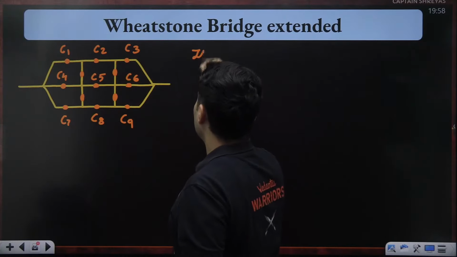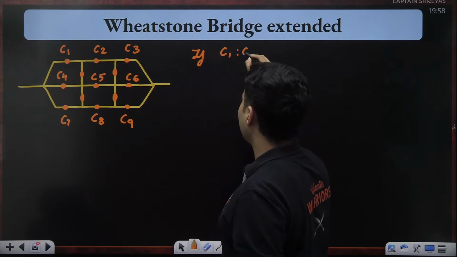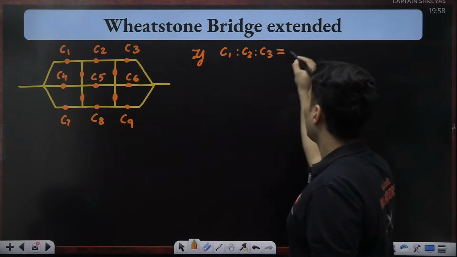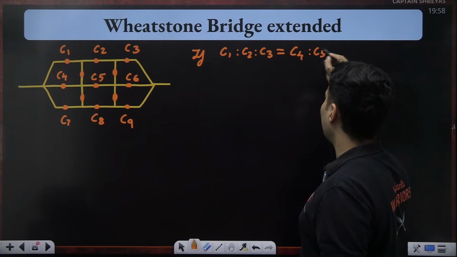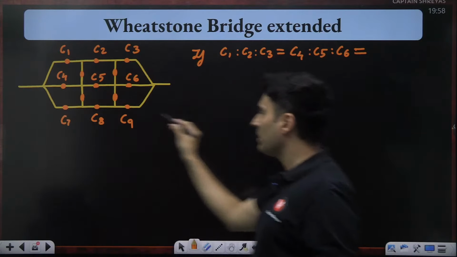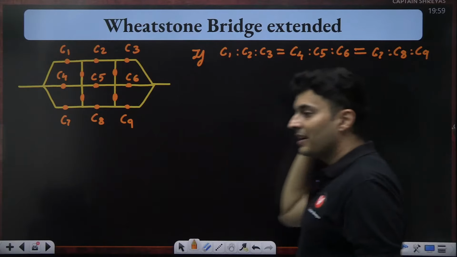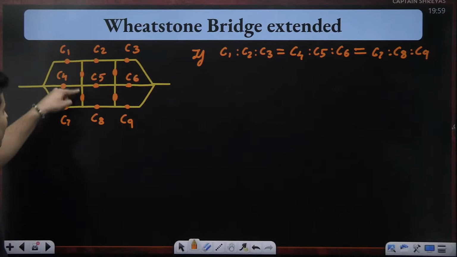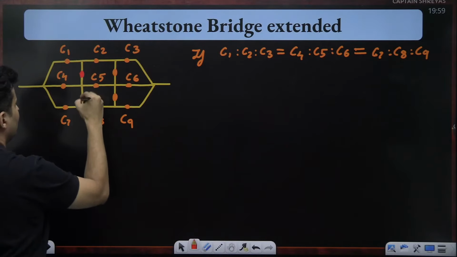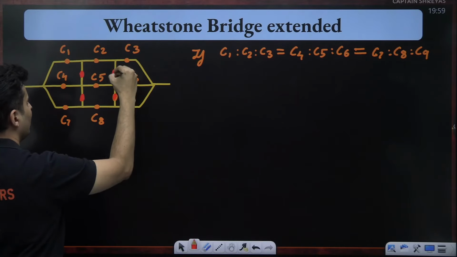If this is called an extended Wheatstone, and C1 is to C2 is to C3, the one in this branch, is equal to, for example, C4 is to C5 is to C6, which is the middle branch, and the same thing over here, C7 is to C8 is to C9, if these ratios are equal, then whatever is in between can be completely ignored. All these things can be ignored.